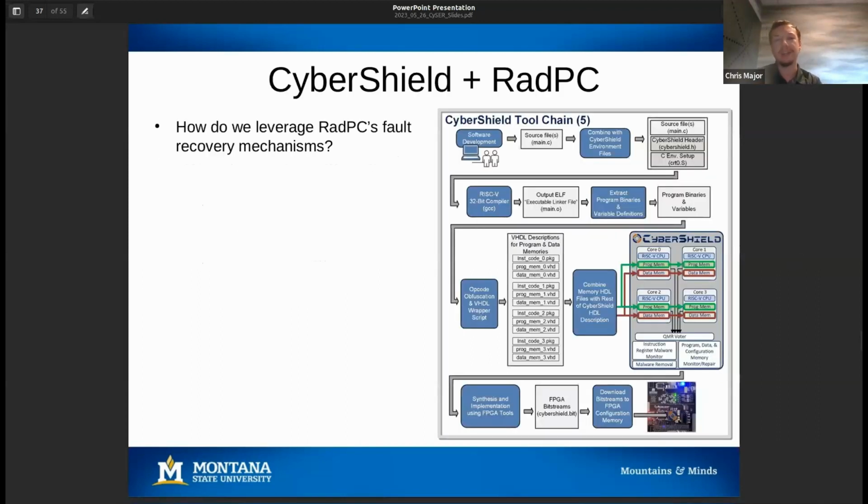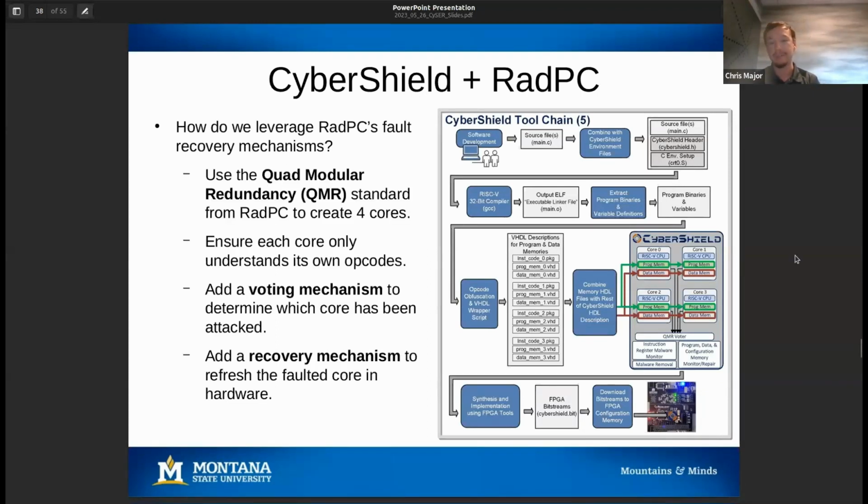So how can we leverage the RADPC fault recovery mechanisms in our little cybersecurity application here? How can we marry these two worlds to get the best possible scenario? Well, funny enough, we're kind of doing that in our workflow already. We just need to define a little bit more what that looks like. Now, RADPC has something called a quad modular redundancy system, or QMR, which is a standard that we created from RADPC that generates 4 different processing cores. So all 4 of these cores basically act like a majority voting system, but with the ability to swap out a core if it's damaged and keep the majority voting alive while it's being repaired.